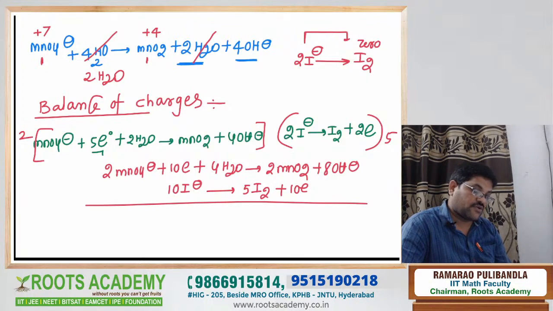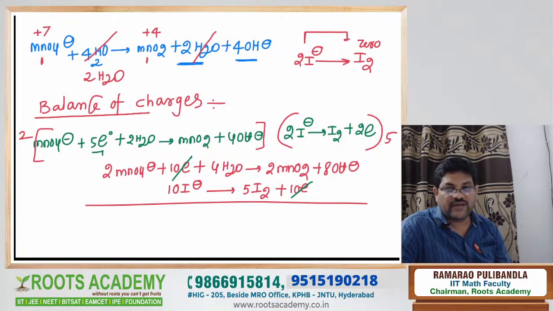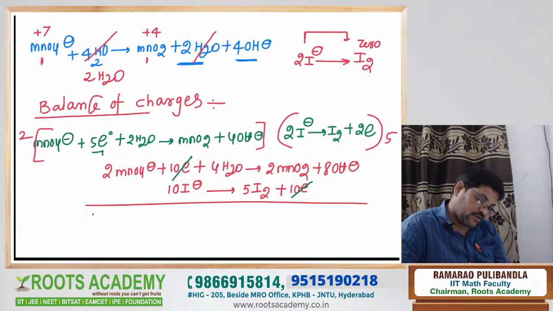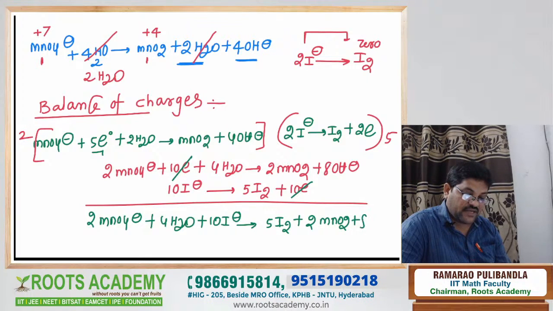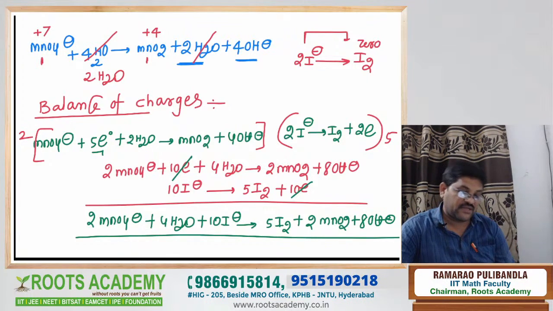Now simplified, what you got? 10 electrons cancel. If any excess H2O is there it cancels, but no cancellation is possible here. Therefore, you get 2MnO4 minus plus 4H2O plus 10I minus gives rise to 5I2 plus 2MnO2 plus 8OH minus ions. This is your final balanced equation in the basic medium.